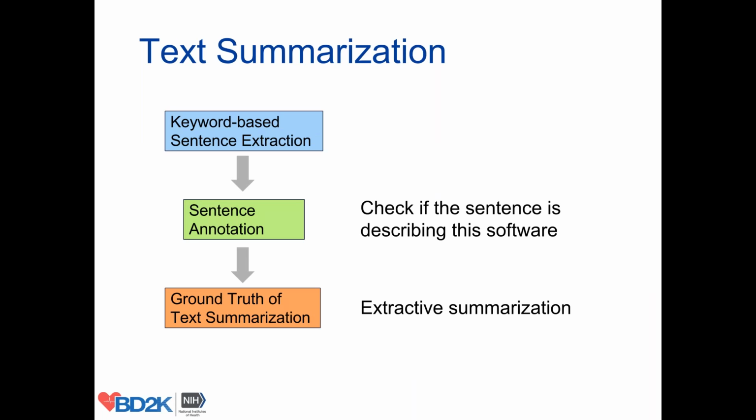The keyword-based extraction is only the start of the text summarization, and here we list the to-do items after the keyword-based extraction for further text summarization. After the keyword-based sentence extraction, we annotate the sentences extracted from the text by checking whether each sentence is truly describing our software, because we may have some noise coming out of the keyword-based sentence extraction. With the annotated sentences, we can apply them to machine learning models as a training data set for an extractive summarization algorithm.